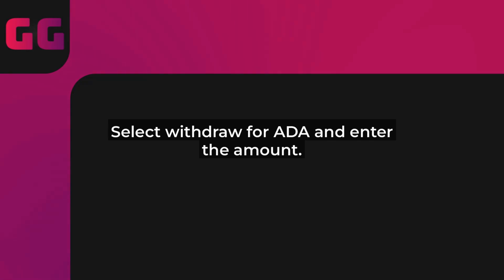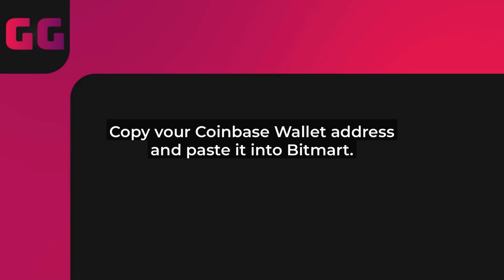Next, in the withdrawal form, you'll have to provide your Coinbase wallet address. To get this, open your Coinbase wallet app or website, go to your ADA wallet, and copy the receiving address. Paste it carefully into Bitmart's withdrawal page. Double-check for any typos, as that could send your funds to the wrong place, and that's not something you can undo. Once everything looks good, hit confirm.